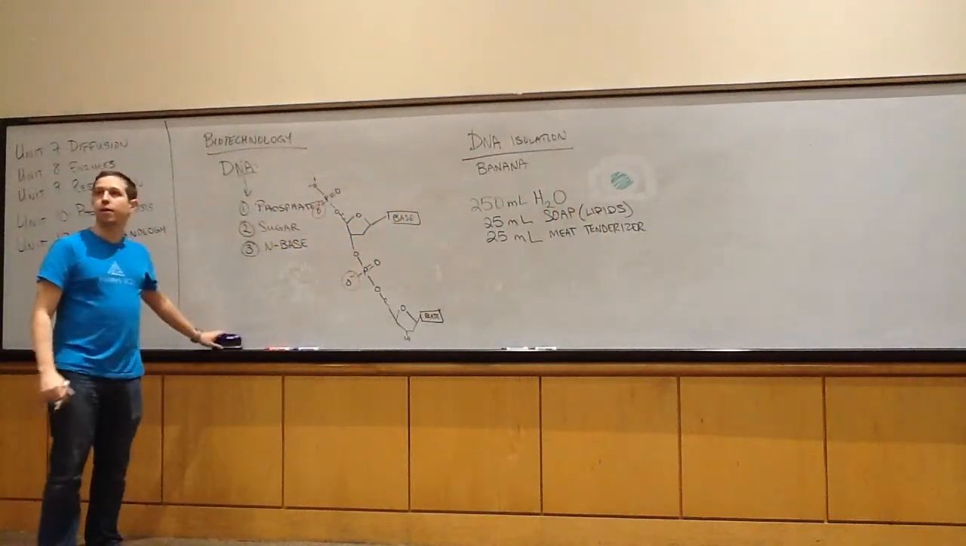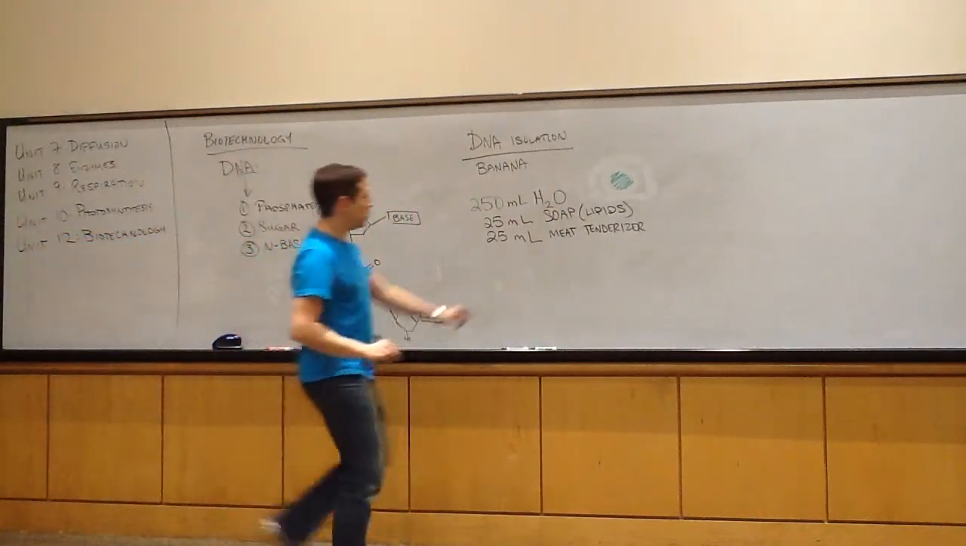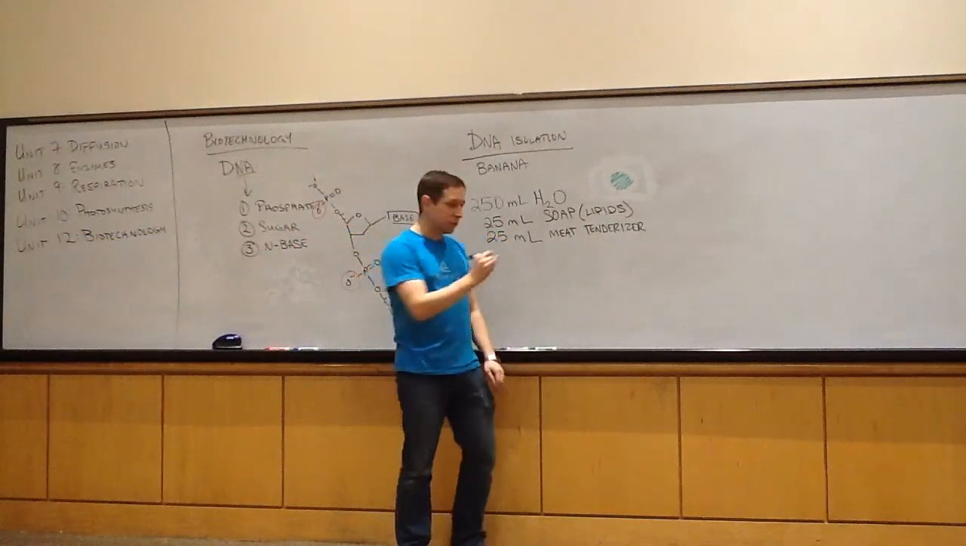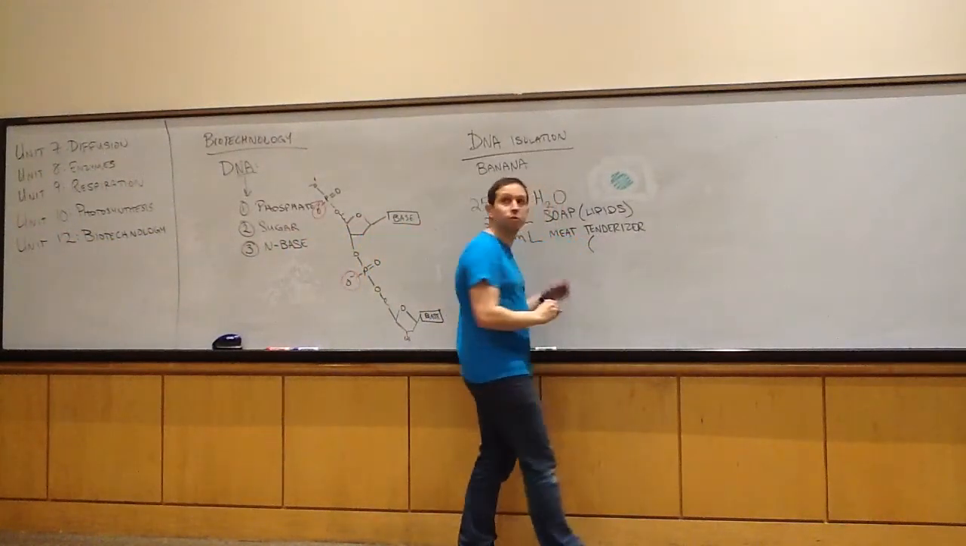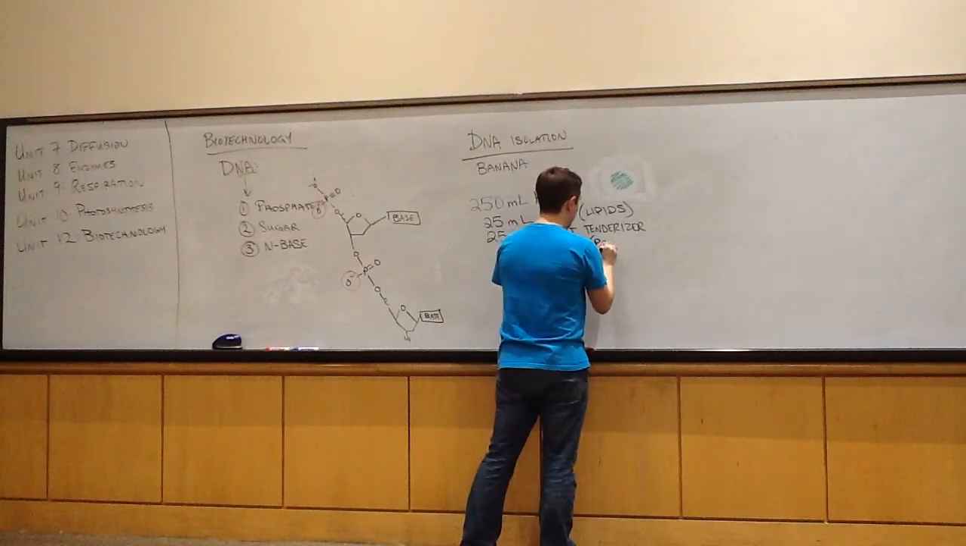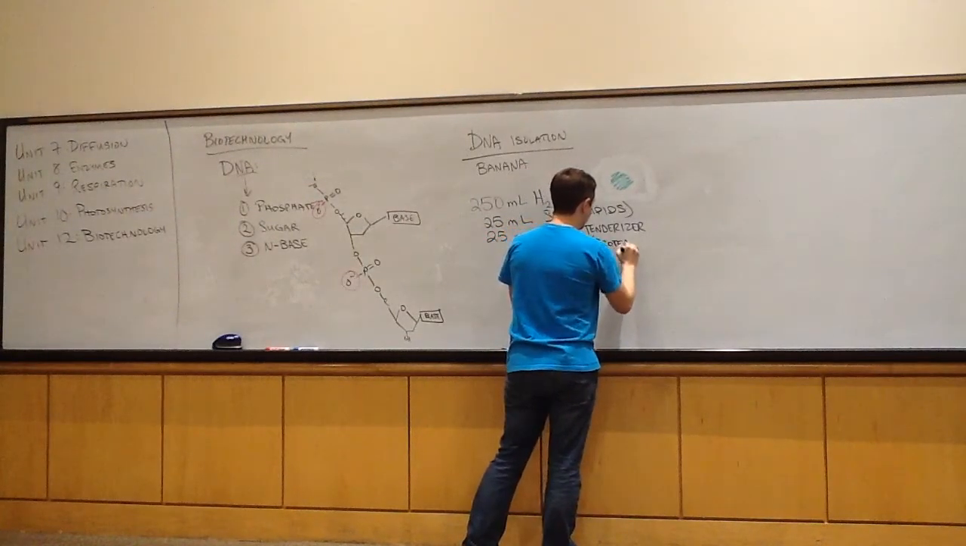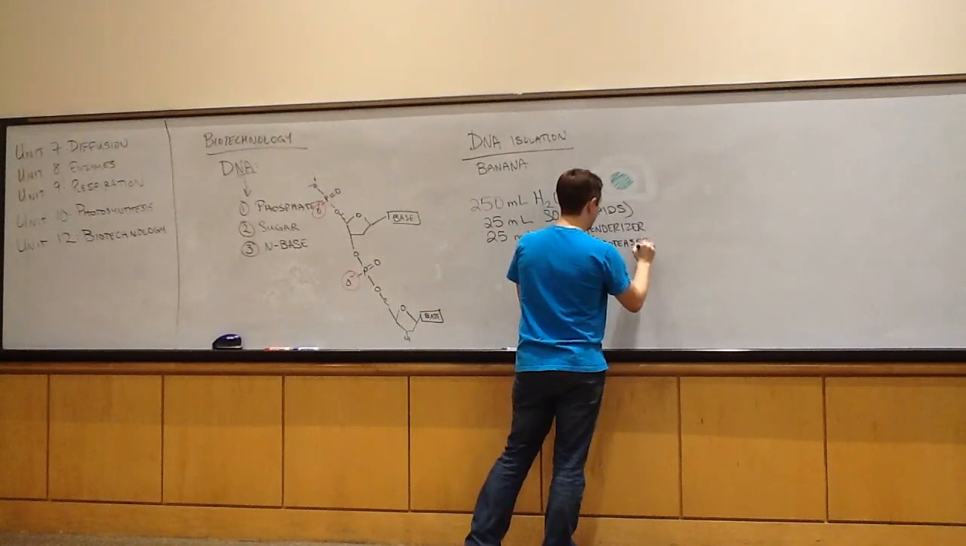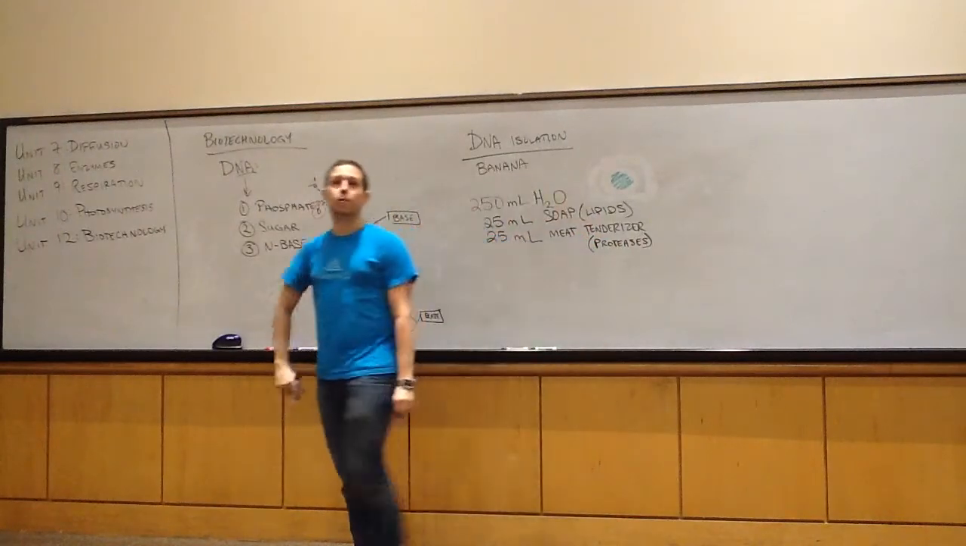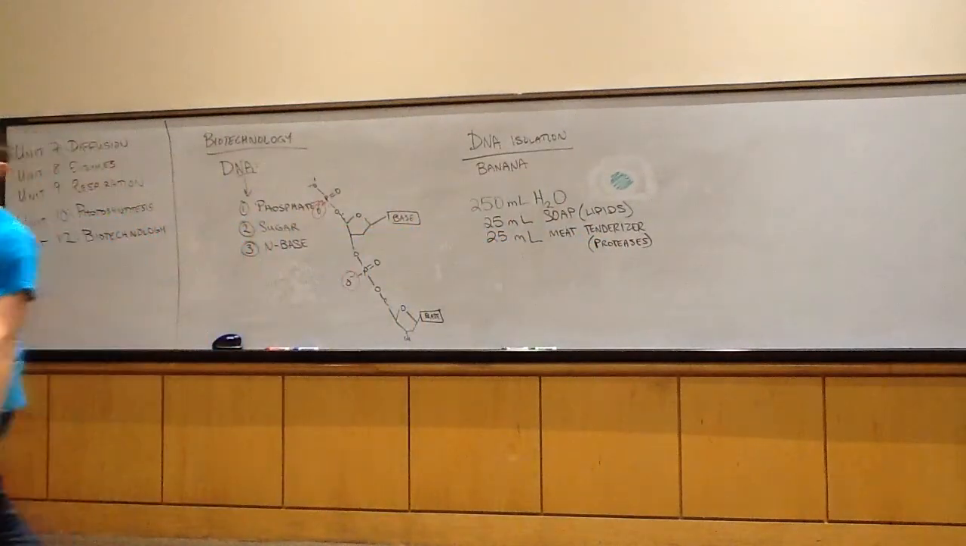bound to our DNA. Enter meat tenderizer, which contains distinct molecules called proteases. Somebody tell me what you think these are and what they do. They're enzymes that target proteins.